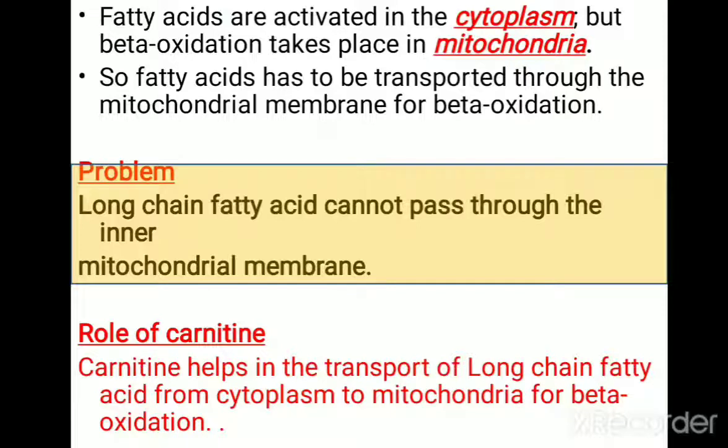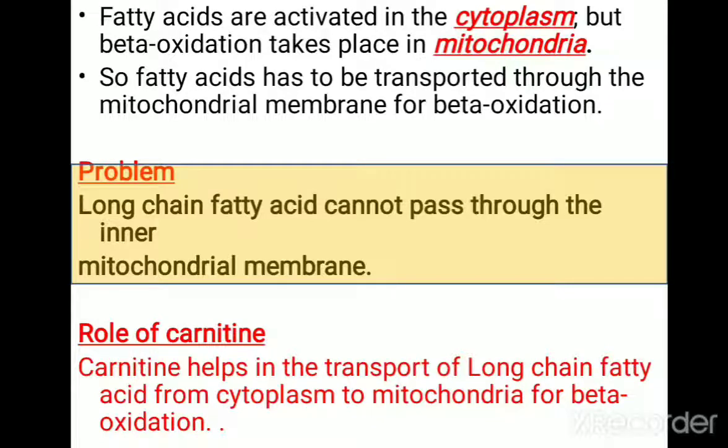So regarding beta oxidation, all of you know the beta oxidation reaction that takes place within the mitochondria. Before going for a beta oxidation reaction, the fatty acid has to be activated. That activation reaction takes place within the cytoplasm. The inner mitochondrial membrane is impermeable for the long chain fatty acid. So that problem is solved with the help of a transporter protein which is known as carnitine.